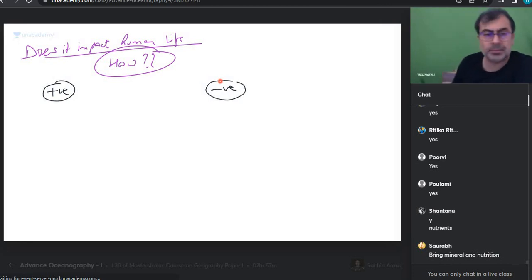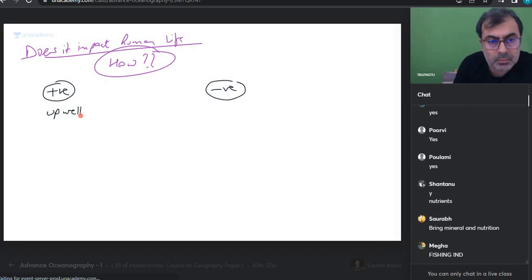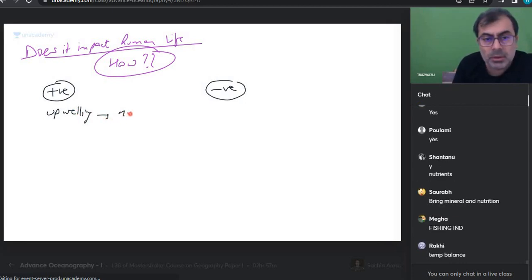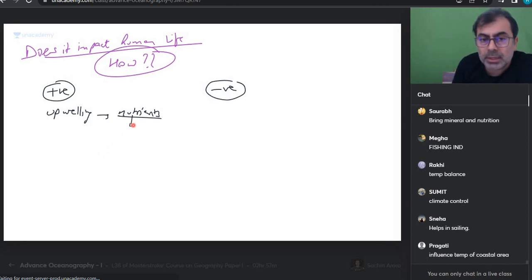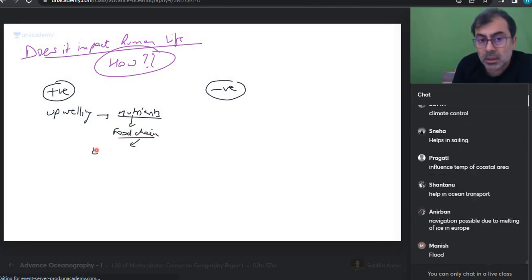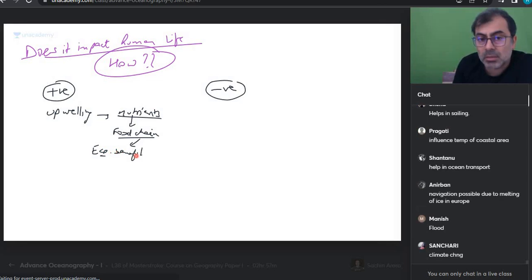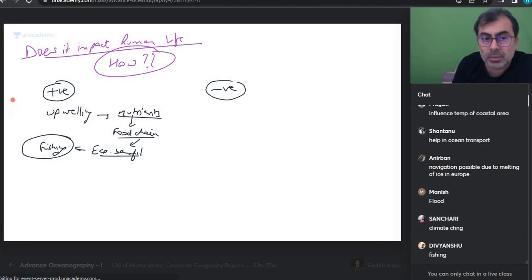Bring minerals and nutrients. So upwelling will bring up nutrients. Okay, perfect. Nutrients, that means food chain. Food chain means for us economic benefit. Economic benefit means fishing, fishing related industry. So that's one. Good point. Second is, it moderates the climate.